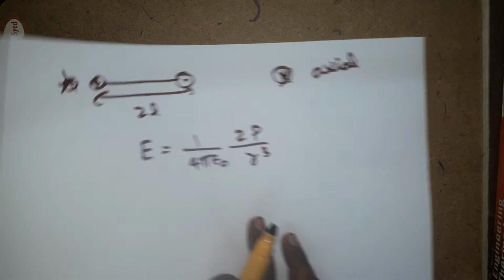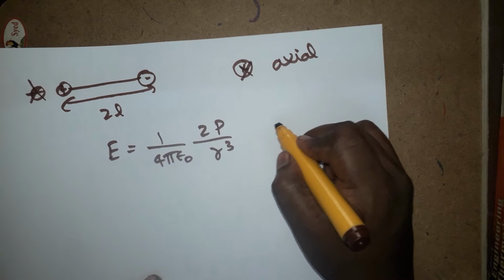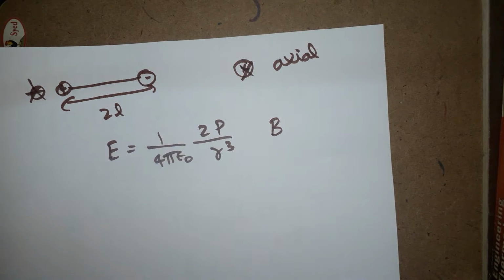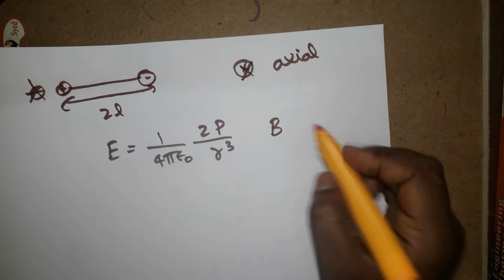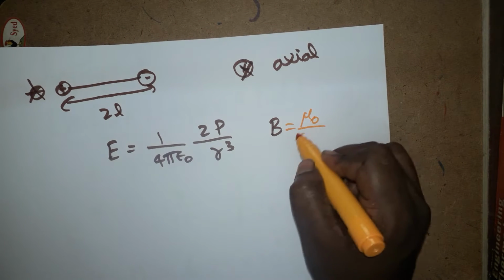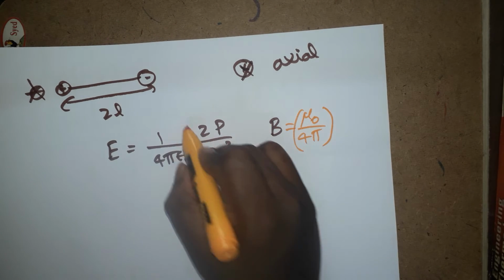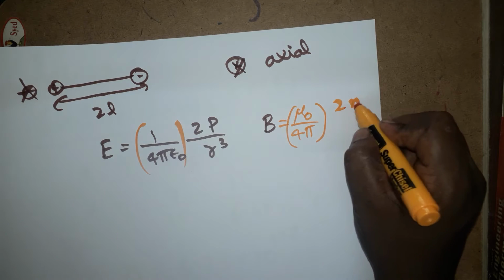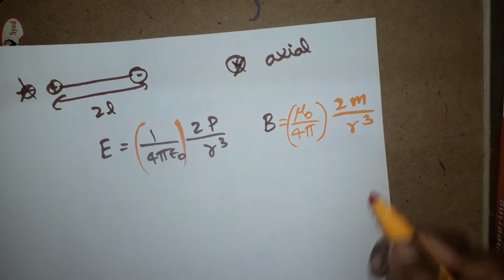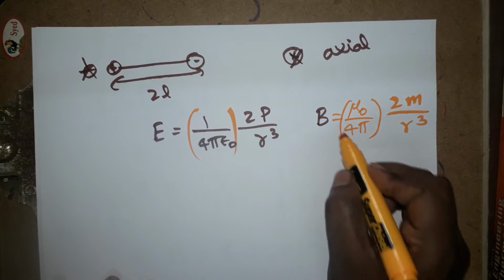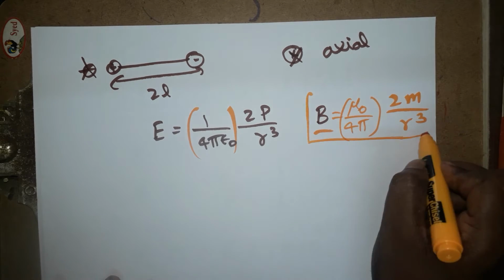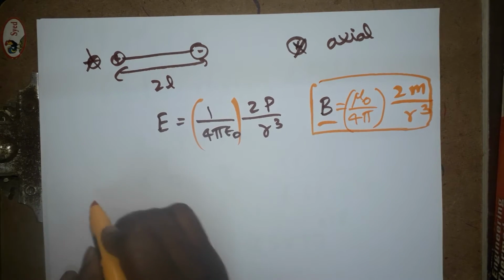Same if you want the magnetic field, it is out of syllabus, but you can come to know this formula also, easily you can compare and do it. B is equal to mu naught divided by 4 pi. It's the magnetic field constant, this is the electric field constant. It's going to be 2m divided by r cube. It's the same formula for the axial line, for the magnetic field. B is the magnetic field. Okay, it is out of syllabus, but this will help you in competitive exams.